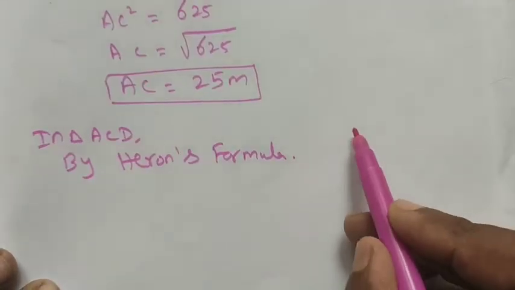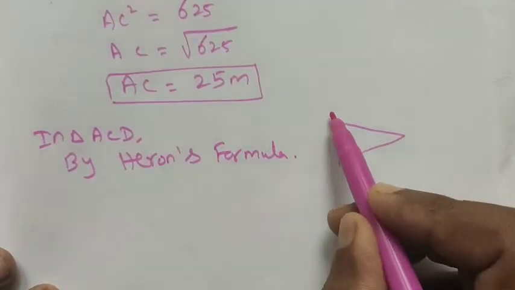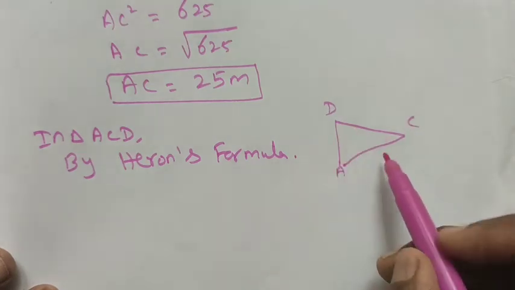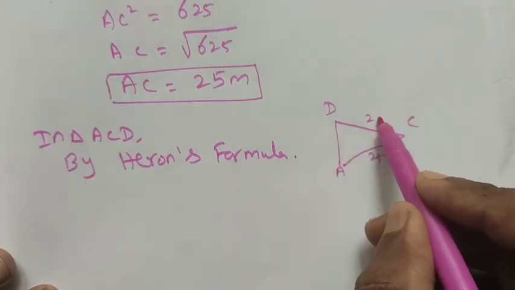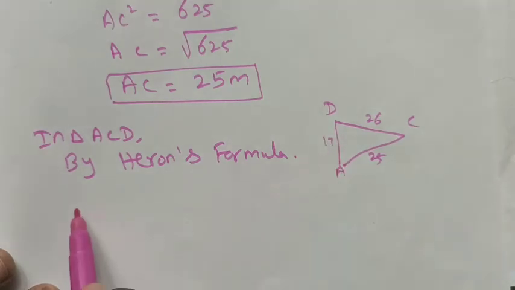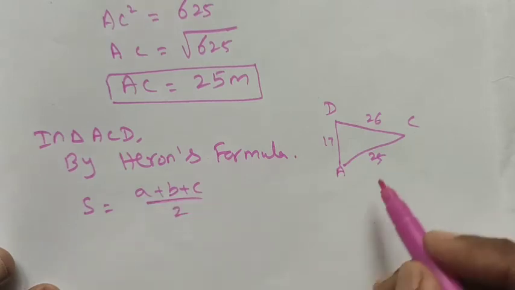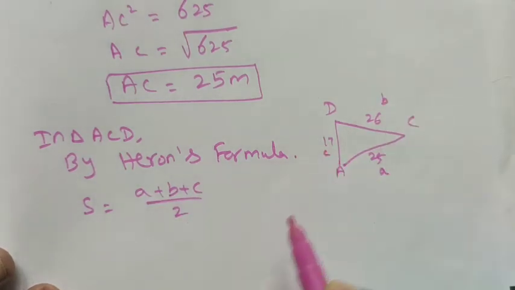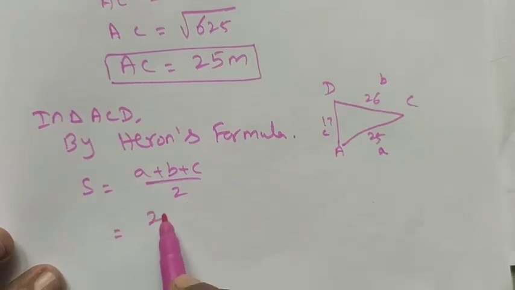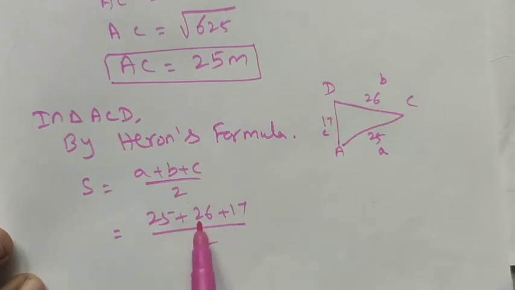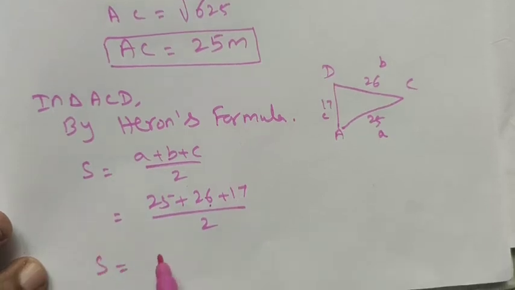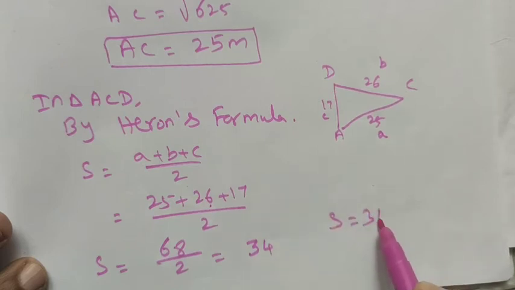So in triangle ACD, roughly draw here. This is the triangle ACD. This is 25. Now only we have found it out. This is 26. This is 17. It is given. Semi perimeter S is equal to (A plus B plus C) divided by 2. Let me take this as A, B and then C. So S is equal to 25 plus 26 plus 17 divided by 2. 25 plus 26 is 51. 51 plus 17 is 68. Therefore S is equal to 68 divided by 2, which is 34. Here S is equal to 34 meter.